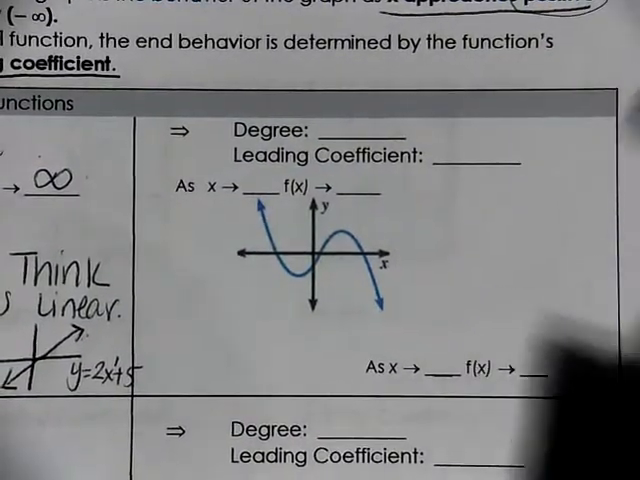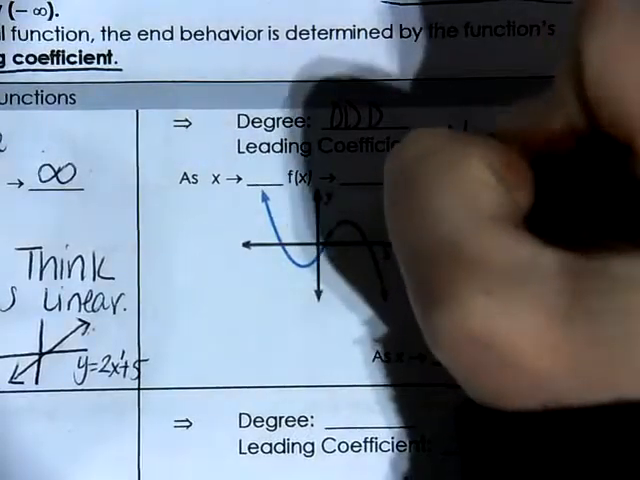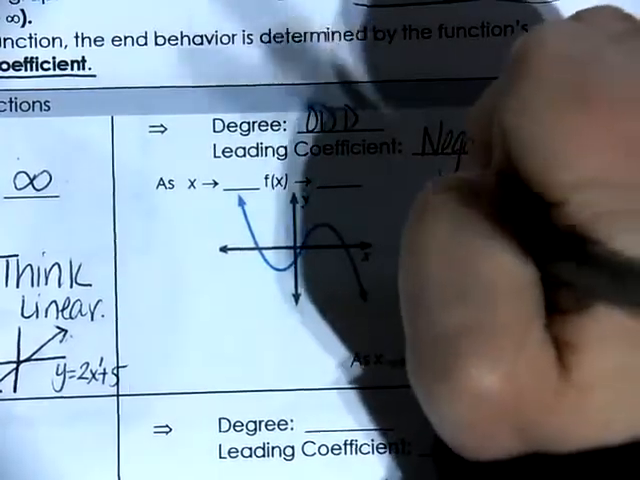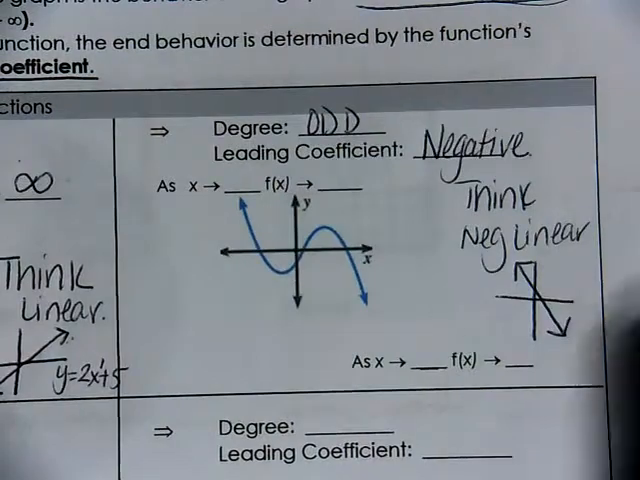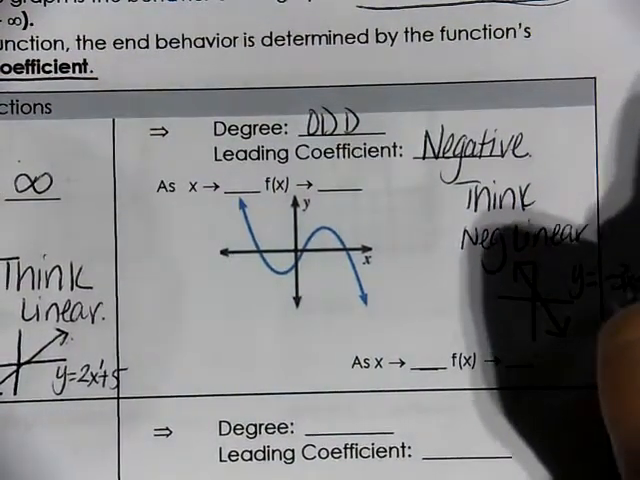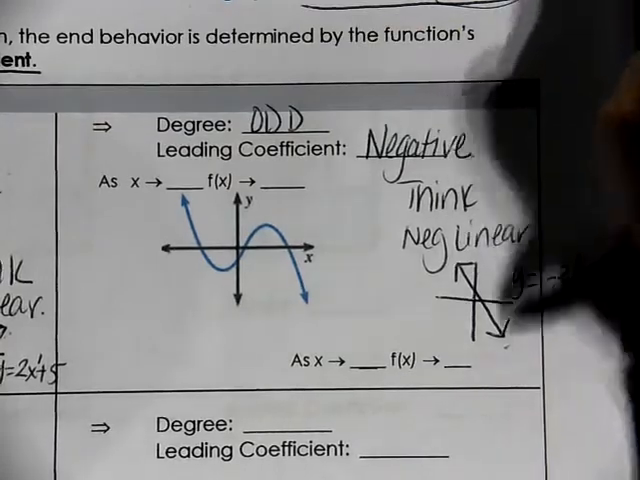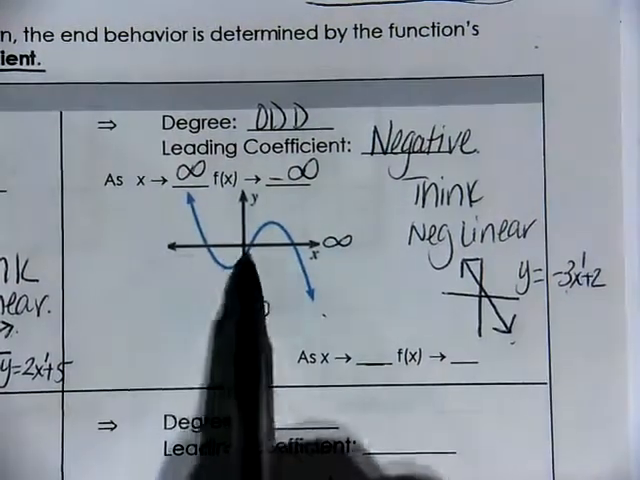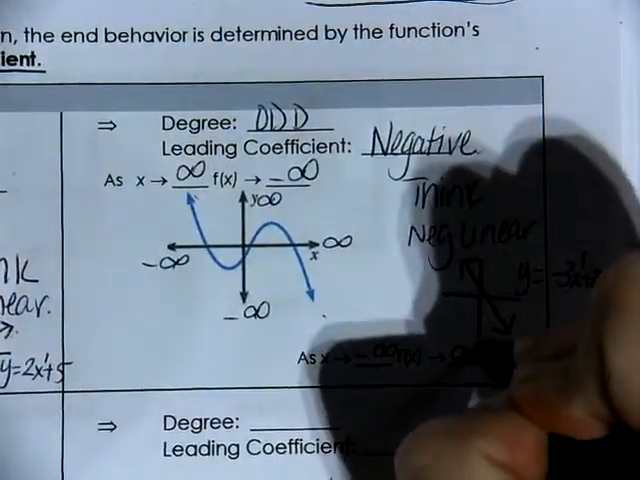Let's go ahead and look at this other one. This is also an odd degree. But this time, our leading coefficient is going to be negative. If you think about a negative linear function, those are functions that have negative slope, like y is equal to negative 3x plus 2. Our degree is odd, our leading coefficient is negative, and it's going from up to down. So as x approaches positive infinity, we have an arrow pointing down, which means it's approaching negative infinity. And as x approaches negative infinity, we have an arrow pointing up, and therefore our function would approach positive infinity.